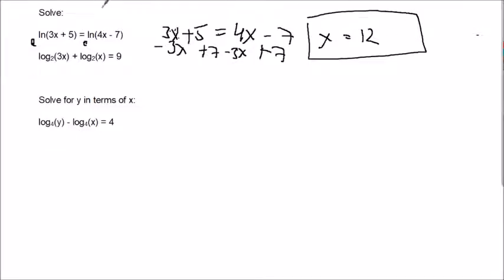So we have to plug into the equation first, right? 3 times 12 plus 5 is 41, and 4 times 12 minus 7 is 41. So 41 is equal to 41. Correct.